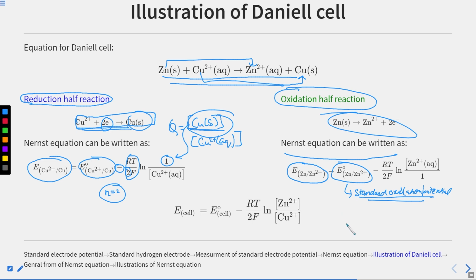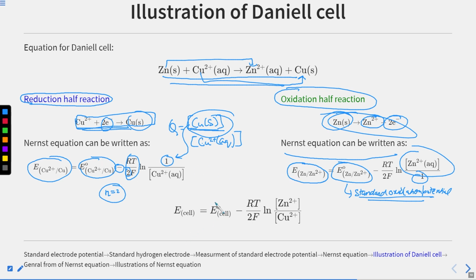Suppose you are given the standard reduction potential rather than the standard oxidation potential, then what will you do? You will simply take the negative of it and put it here, right? Then further we have minus RT by 2F, so again 2 electrons are involved, ln. Now on the product side we have Zn2+, the zinc ion in aqueous form. Therefore we will write it on the top, because Q is equal to product by reactant, and we know the concentration of reactant is taken as 1 because it is pure metal. Therefore these are our two equations.